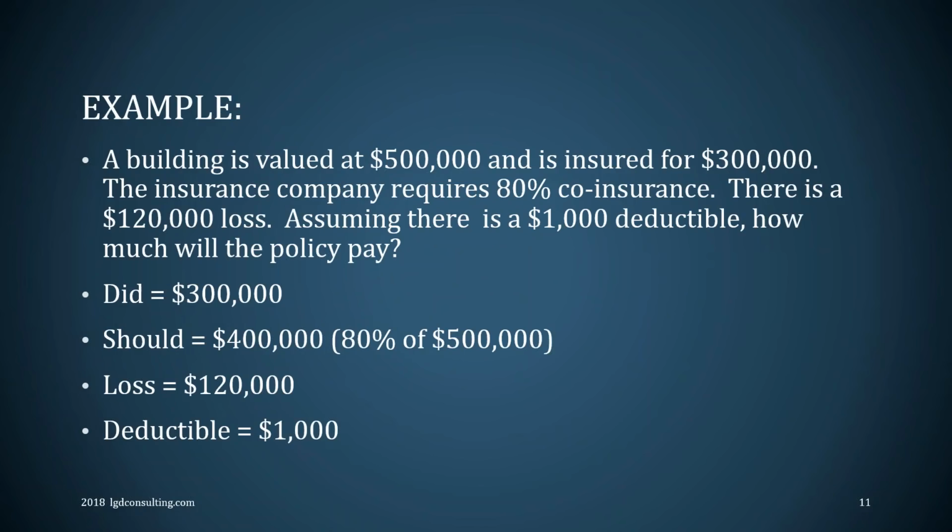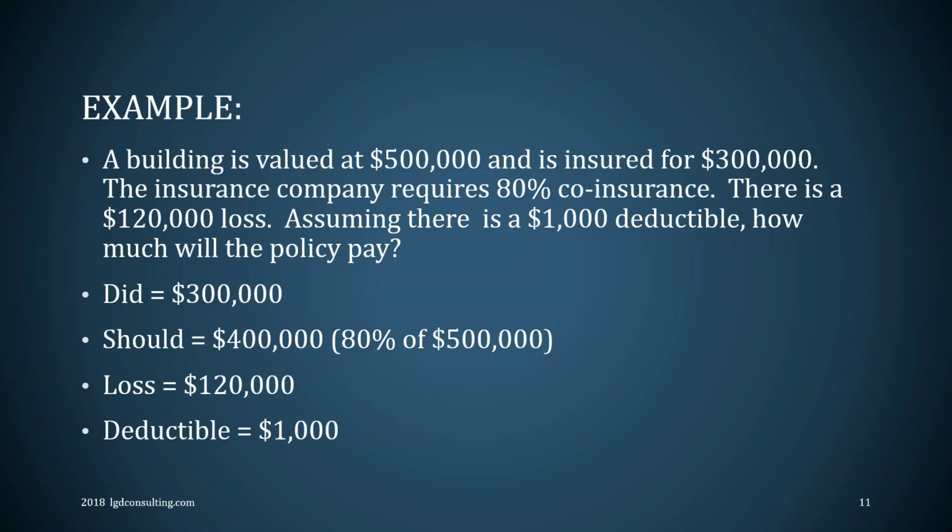We have a building valued at $500,000. It's insured for $300,000. The insurance company requires 80% co-insurance. There's a $120,000 loss. Assuming there's a $1,000 deductible, how much will the policy pay? Just plug in the numbers. What you did have is $300,000. What you should have had is $400,000, which is 80% of the value of the building, because it says there's an 80% co-insurance. If you put 500 on the bottom of the should, you'll come up with the wrong number.